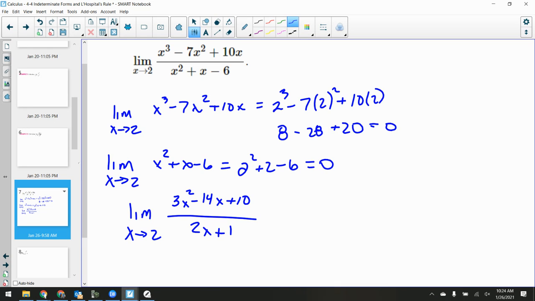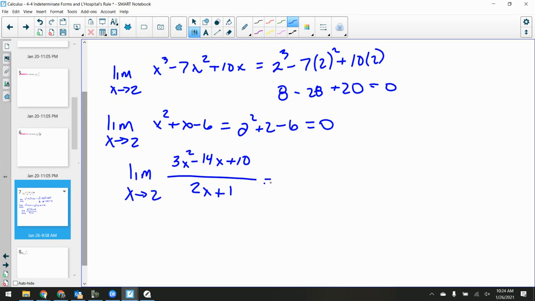Follow me there? Now, can I plug in 2 at this point? Yes. And that's why L'Hopital's rule is nice, because usually when you take the derivative, you'll be able to do direct substitution at that point. So 3 times 2 squared minus 14 times 2 plus 10, all divided by 2 times 2 plus 1.